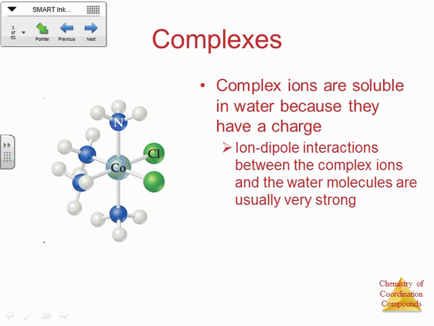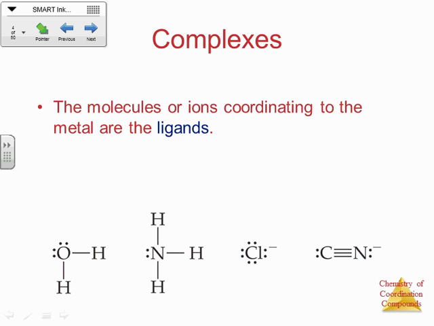So these complex ions are soluble in water, and it's because they're ions. Water likes ions, right? So you've got the ion-dipole interactions. If they're ions, they're all soluble, okay? And usually they're very colorful. That makes this kind of chemistry fun because you've got all these bright colors that occur.